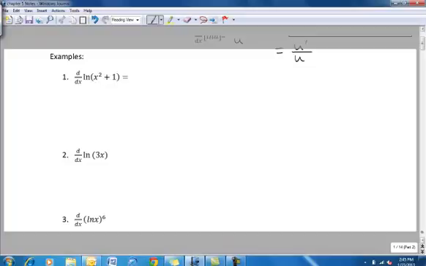Okay, here we go. Notice it's ln of u, so u is x squared plus 1. So I'm going to write this out as 1 over u, so it'd be 1 over x squared plus 1. You have to multiply by the derivative of what was on the inside. So the derivative of x squared is 2x. So you'd often see this written as 2x over x squared plus 1.